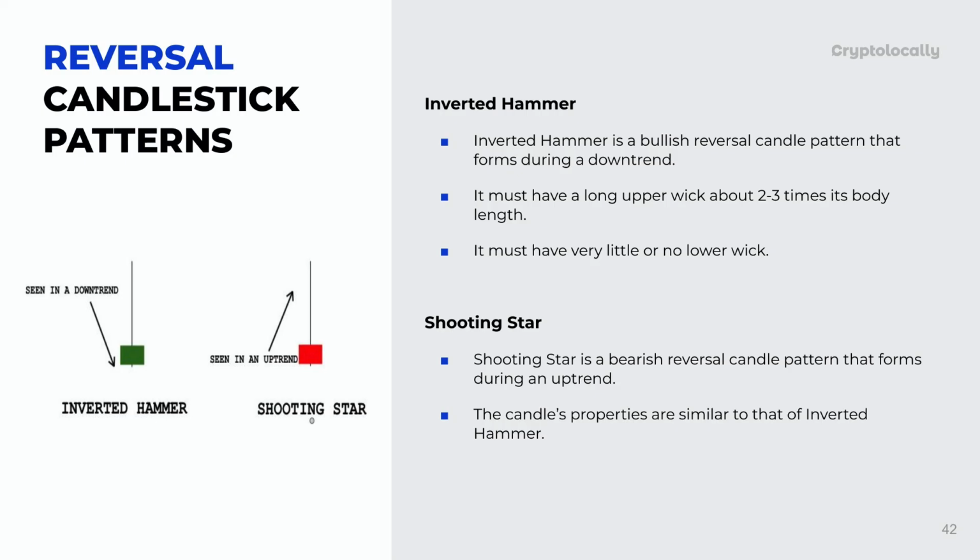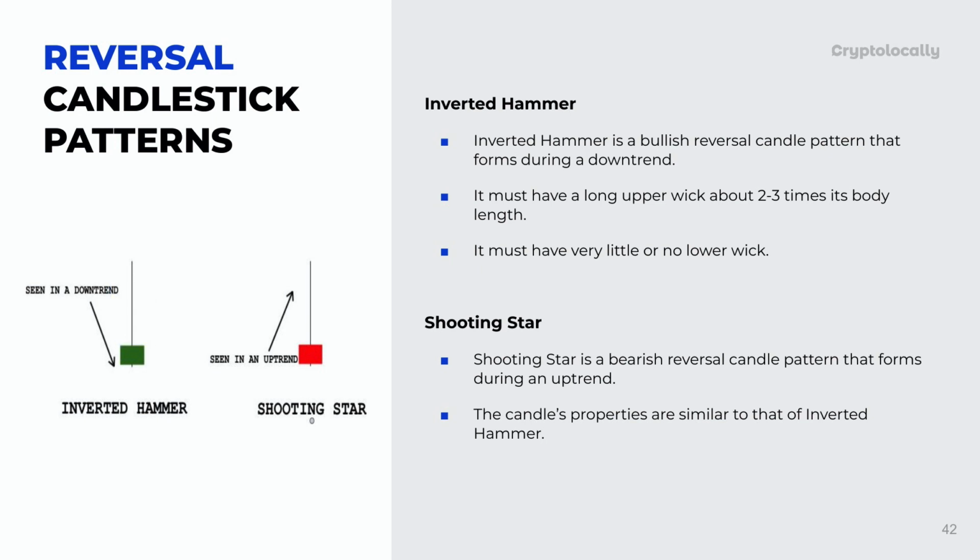The next one is inverted hammer and shooting star. So inverted hammer is a bullish reversal candle pattern that forms during a downtrend. And remember, it must be at support, not in the middle of a trend. The properties are, it must have a long upper wick, about 2 times its body length. You can see that the wick is about 2 times or more than 2 times the body length.